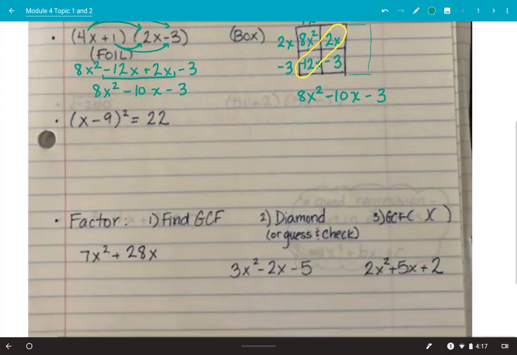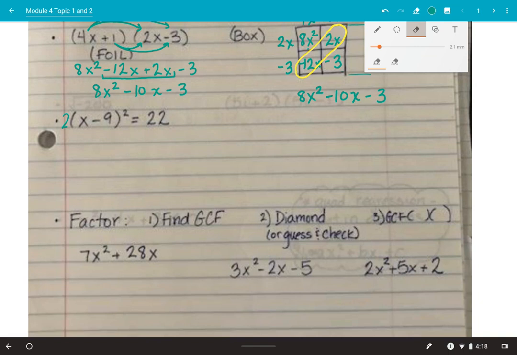Next one we're going to do is we want to simplify this. They're going to have a couple different ones that you want to do. So first thing is you always want to make sure the x squared is by itself. So the squared is always by itself. So if we had a 2 here, we'd have to divide it first. But we do not have a 2.